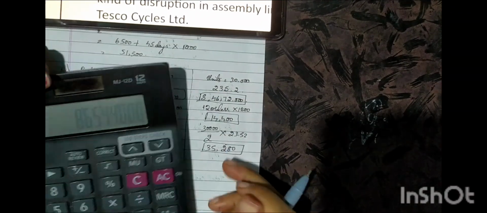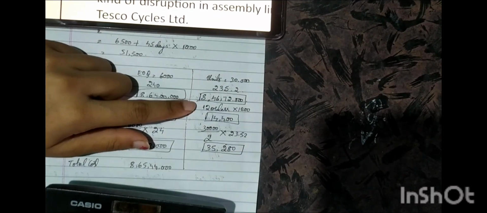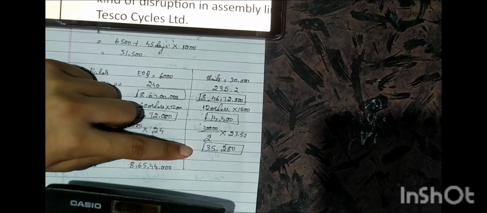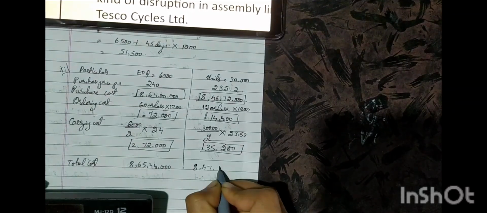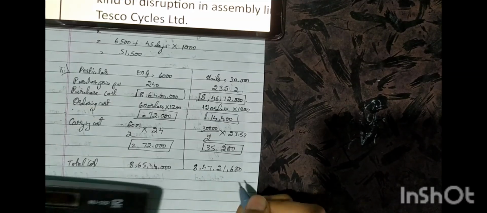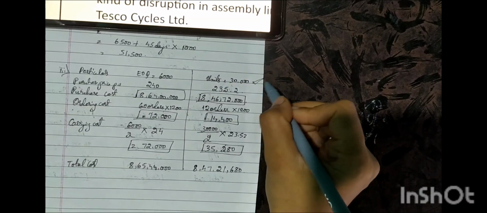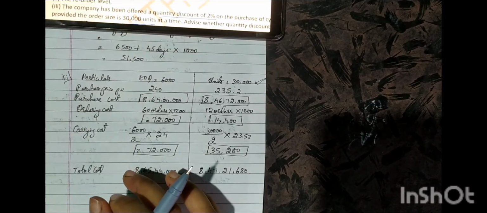But if it is 30,000, then 8 crore 46 lakh 72,000 plus 14,400 plus 35,280. Sorry, it is 8 crore 47 lakh 21,680. So if we order 30,000 units, then we are getting more profit. So should we accept? Yes, we want to accept the discount of 2%.